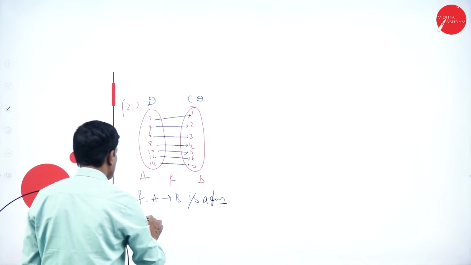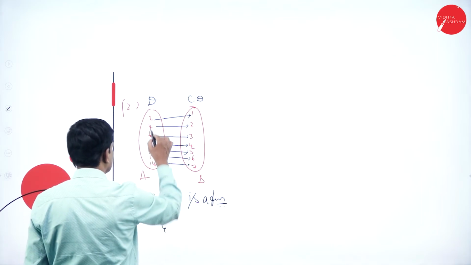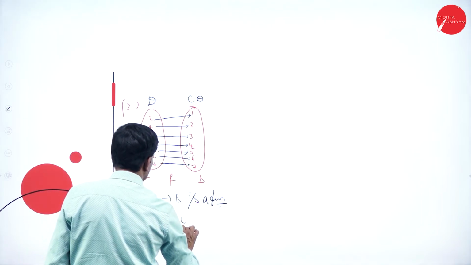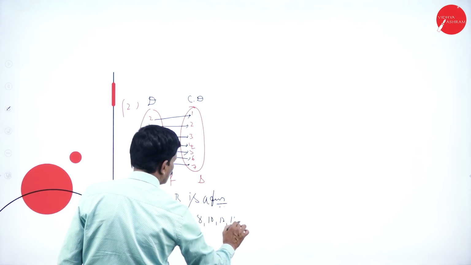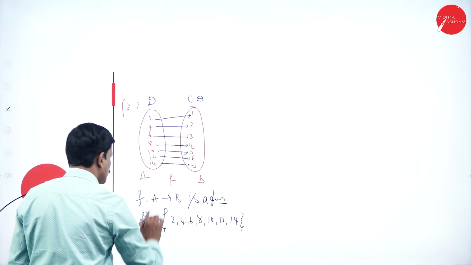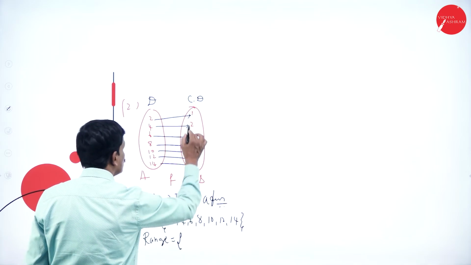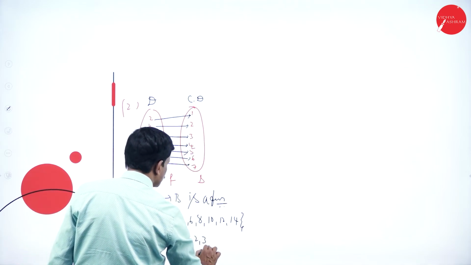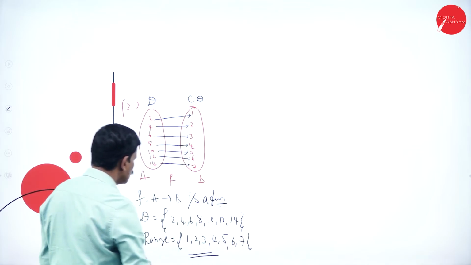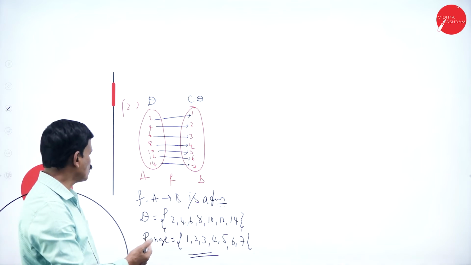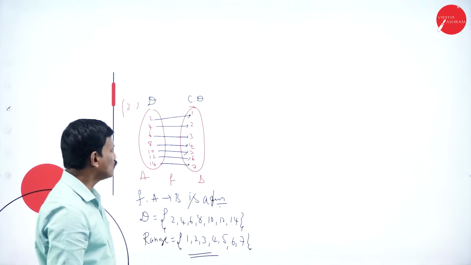And what is the domain here? Domain is nothing but the set of all first elements of the function. That is the set of first elements 2, 4, 6, 8, 10, 12 and 14. This is called the domain. And what is the range? Range is nothing but the set of all second elements of the function. Second elements are 1, 2, 3, 4, 5, 6 and 7. This is called the range. The set of all first elements comes under the domain and the second elements are the range. Okay. Now this is a function.